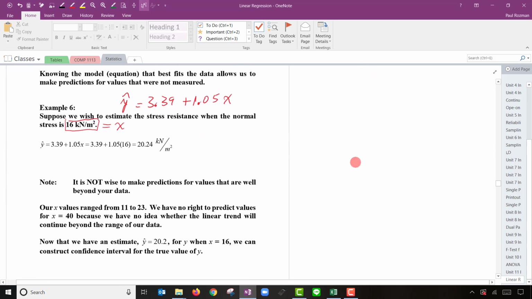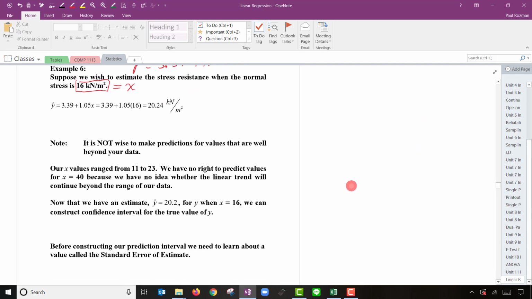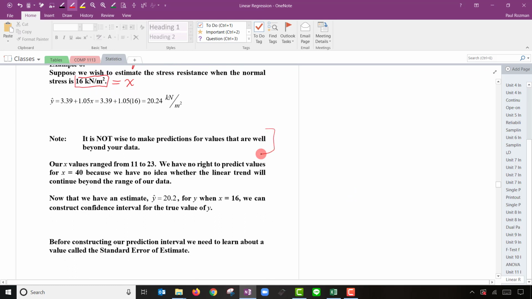But I wouldn't feel very good about my prediction. So that's a little note here. Be careful about your predictions. Try to predict within the range. This value here is probably not the exact answer.